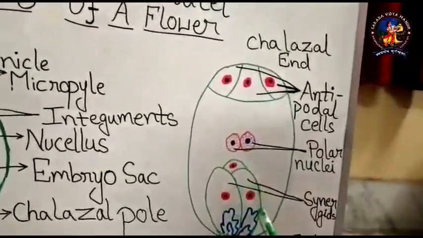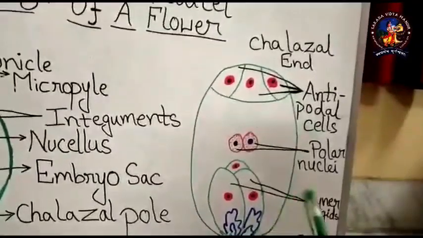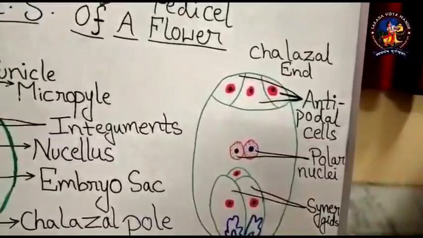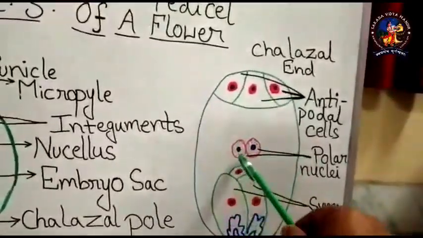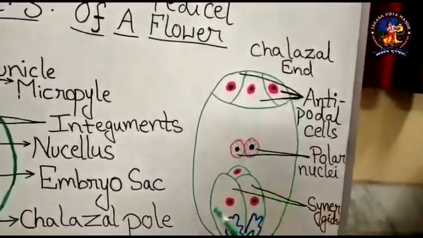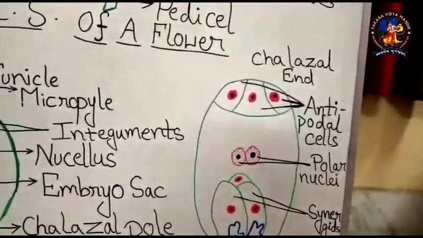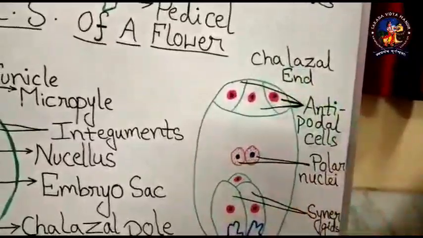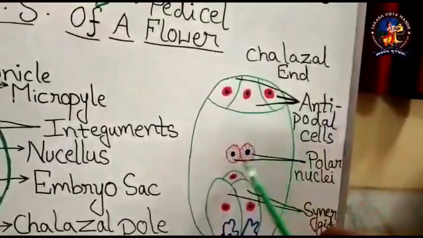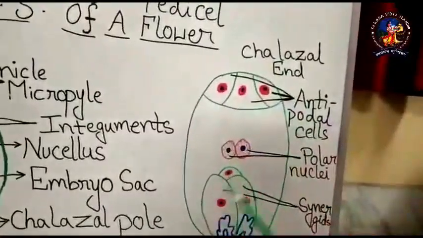The synergids have structures, as you can see, called the filiform apparatus, which guide the pollen tube towards the micropylar end for the process of fertilization. The central two nuclei are called the polar nuclei. These nuclei take part in the formation of the endosperm, whereas the egg nucleus takes part in the formation of the embryo. So a typical angiospermic embryo sac, although 8 nucleate, as you can see 1, 2, 3, 4, 5, 6, 7, 8, is 7 celled, because these 3 cells, 1, 2, 3, plus the other 3 and the central cell make 7.